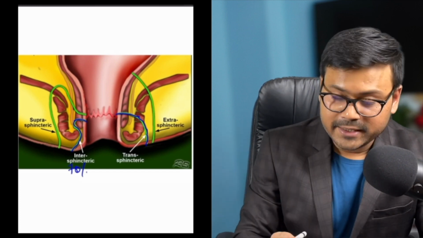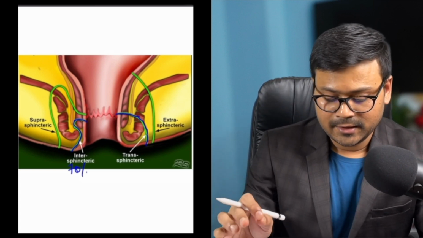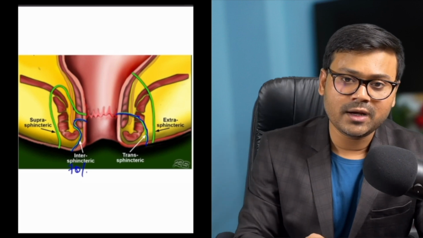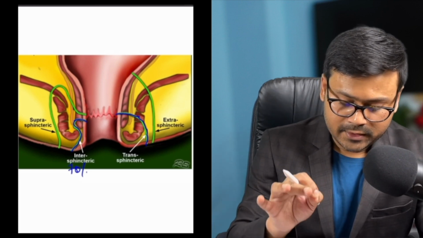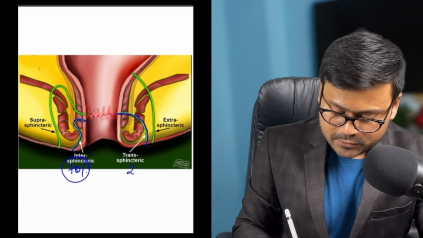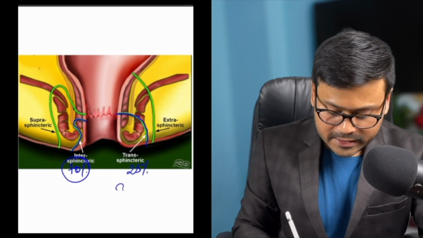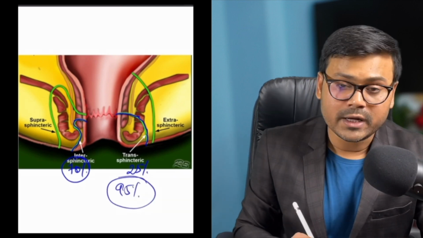So in transsphincteric fistula, it pierces both the sphincters, internal and external, whereas in intersphincteric fistula, it pierces the internal sphincter only. And this is 70%, and transsphincteric fistula is 25%. Among these two, type 1 and type 2, 95% of fistulas are these two types only.